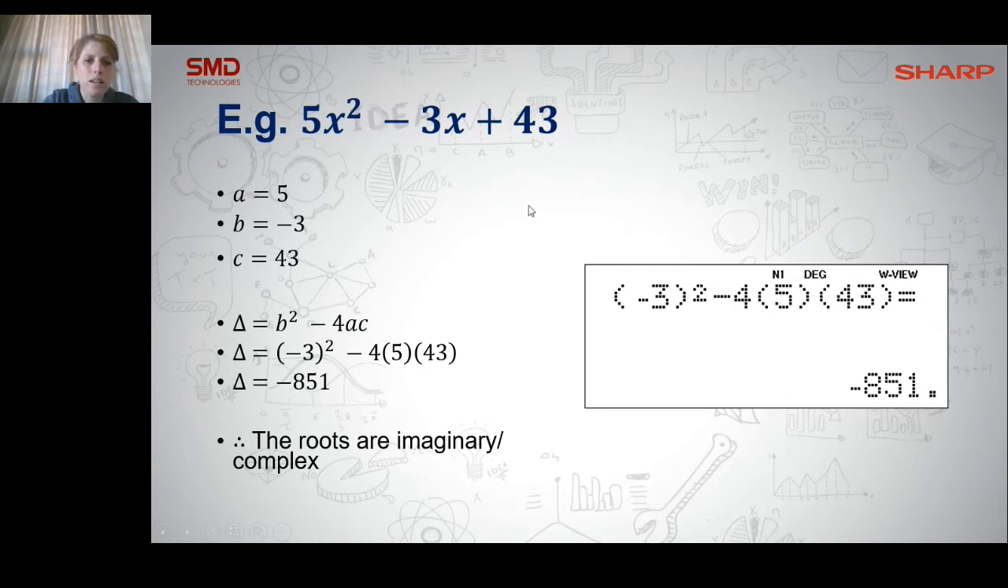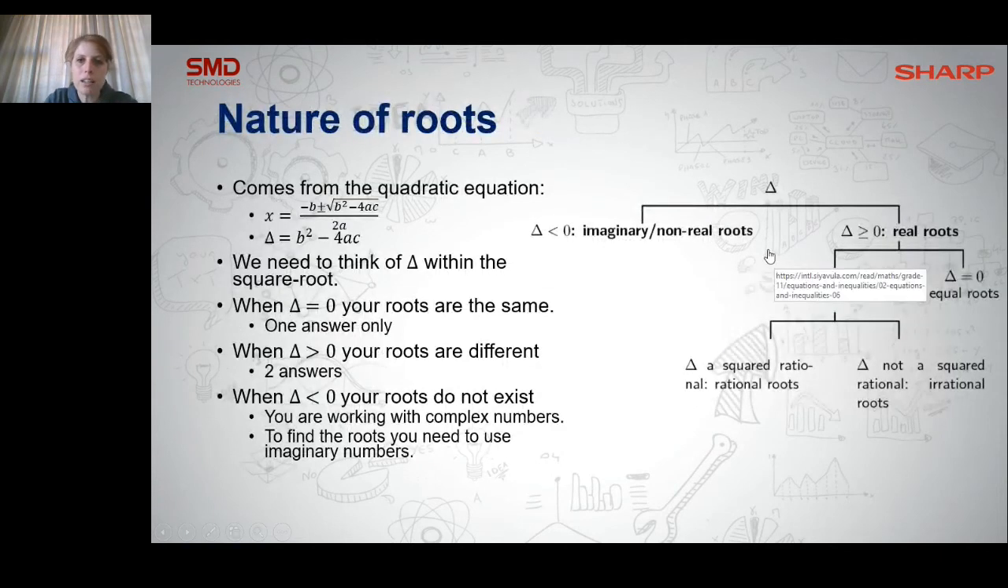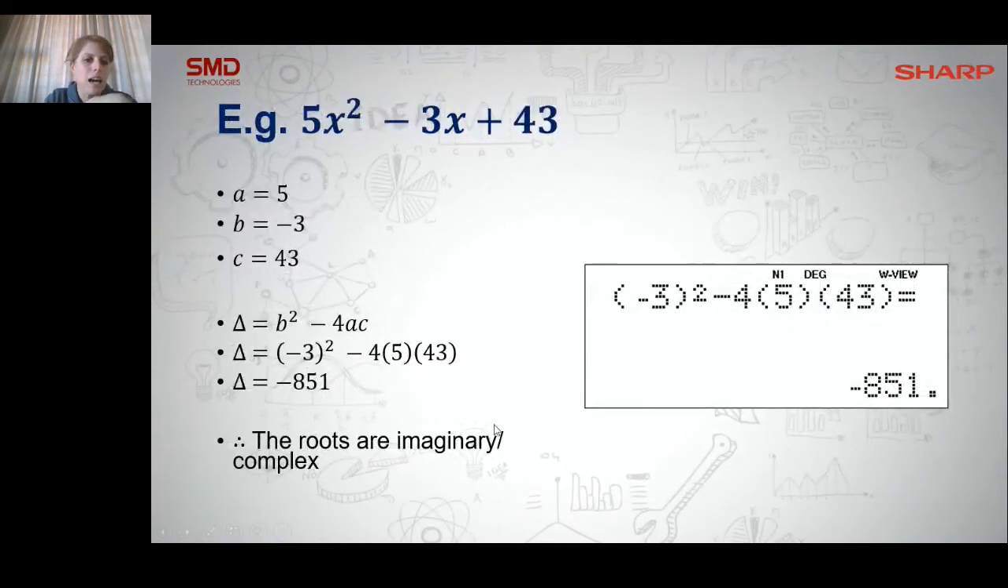Then what I wanted to do is just talk through some questions. These come from our grade 11 worksheet on algebra, which includes some questions on nature of roots. Our a is 5, our b is -3, and our c is 43. All we're doing is substituting these values into our delta, the inner part of the quadratic formula. We get a value of -851. If we go back to our table, our delta is less than 0, it's negative, which means our roots are imaginary or complex.